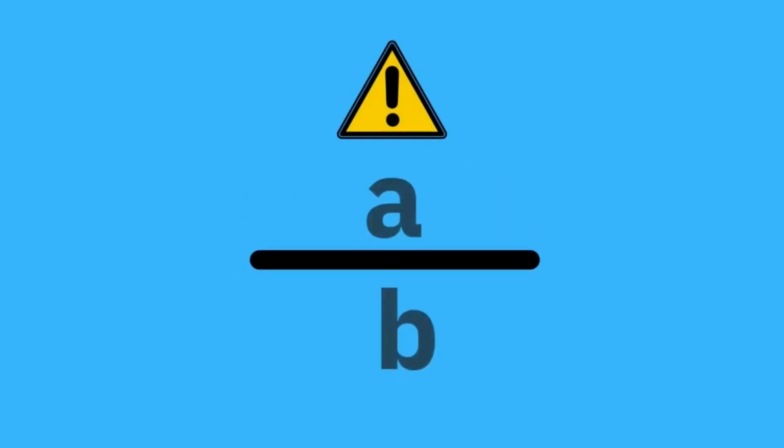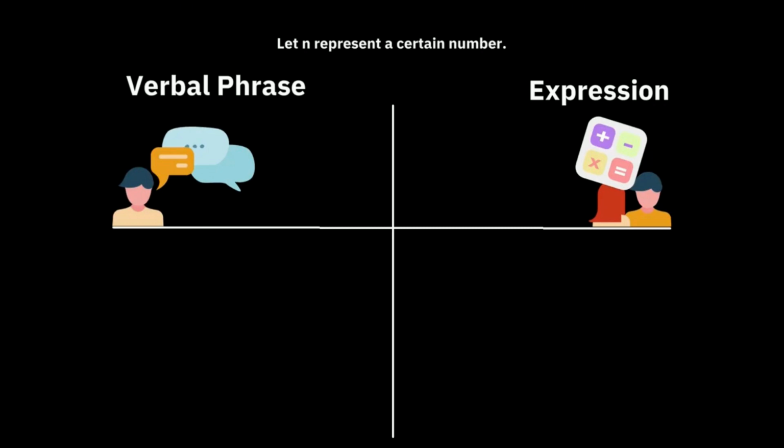More often, we use the fraction bar. Thus, for a divided by b, we write a over b. In the following example, we let n represent a certain number, then translate each into an algebraic expression.